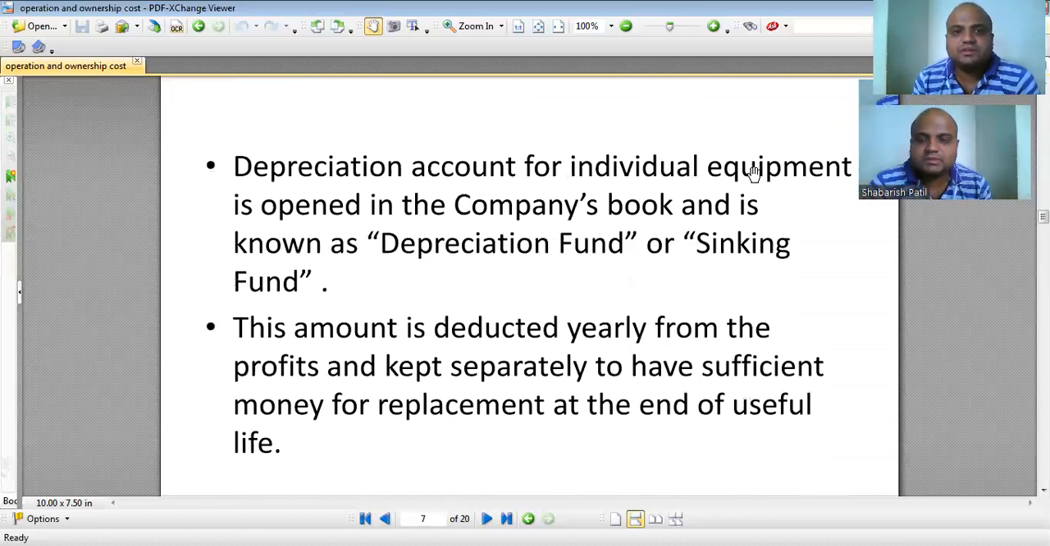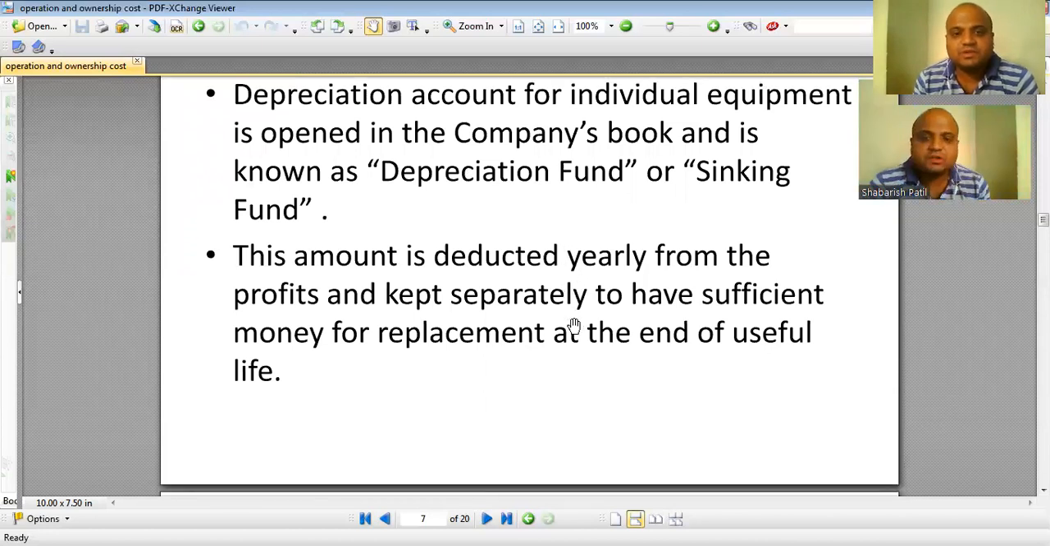It is an account for the individual equipment. An account is always opened in the name of the equipment in the company's books, and it is known as the depreciation fund or the sinking fund. We are supposed to record it annually with all equipment available in the organization as far as depreciation costs are considered. This amount is always deducted yearly from the profits, and kept separately to have sufficient money for the replacement at the end of the useful life.